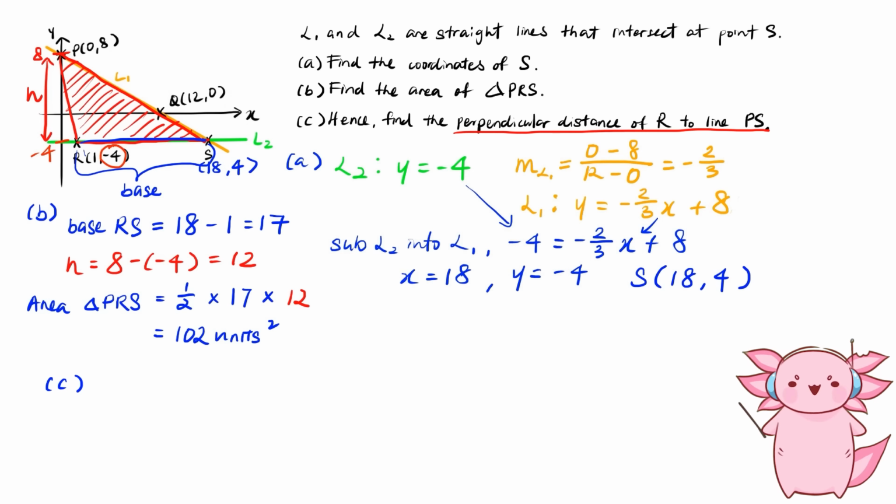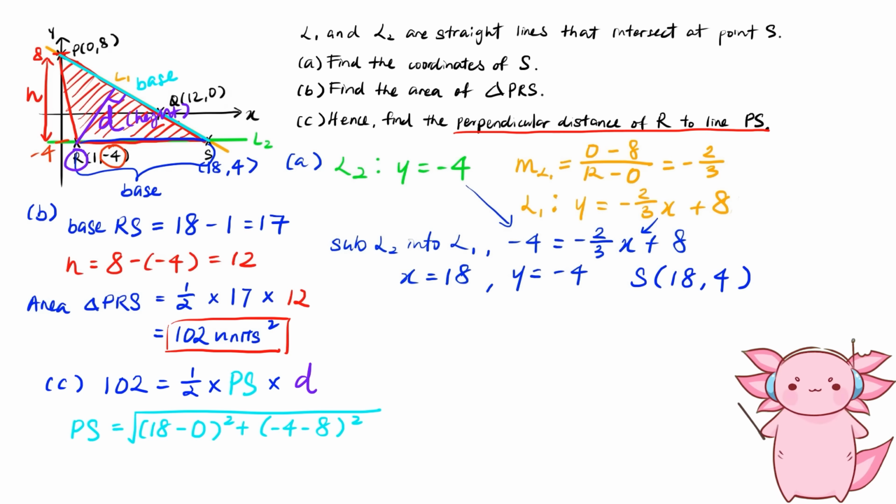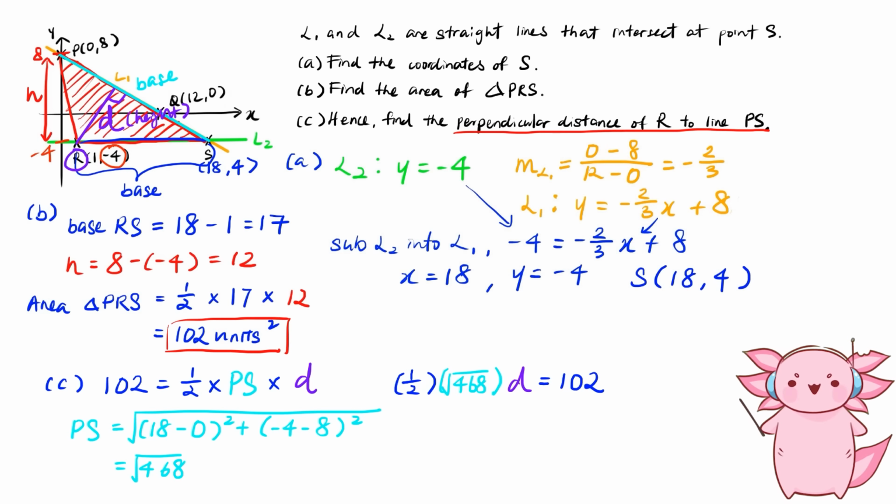Alright, for this part it's actually pretty tricky because we have to draw an imaginary line over here from R to PS, so that this over here is a right angle, and let's call this perpendicular distance D. Since we already have the area of the triangle, we're gonna find a way to use it by doing half times base times height again, but this time PS is the base and this is the height over here. So to find PS, we can actually use the distance formula and we can get PS equals the square root of 468. Now we can just do half times square root of 468 times the height and equate it to 102, and we can solve for the length of D to be 9.43 units.